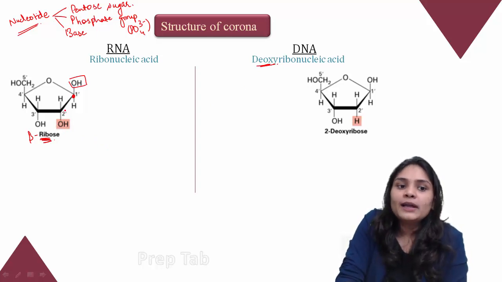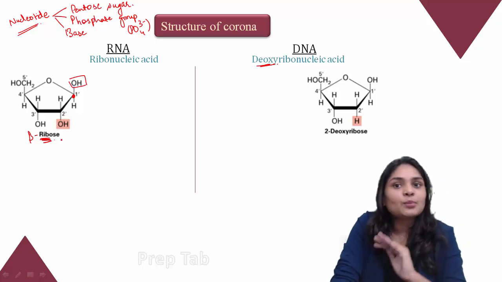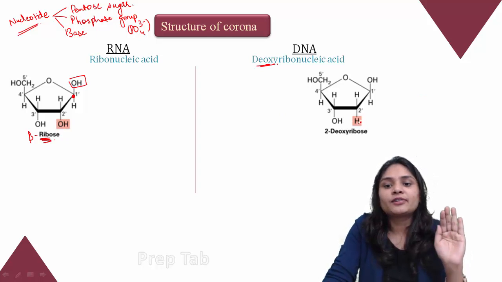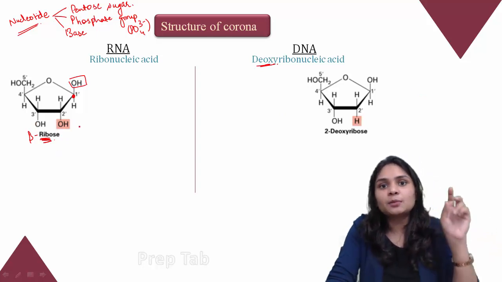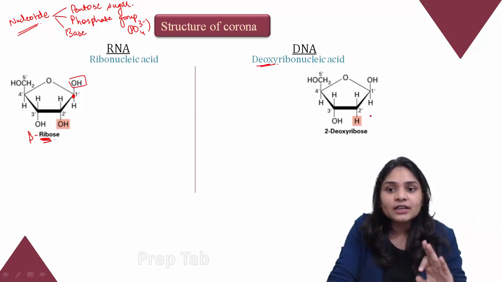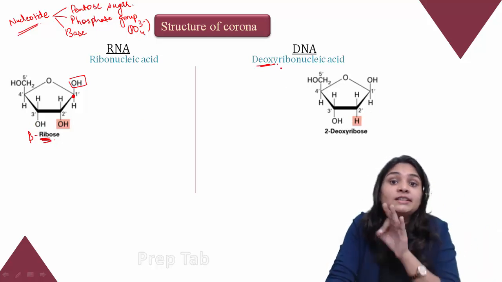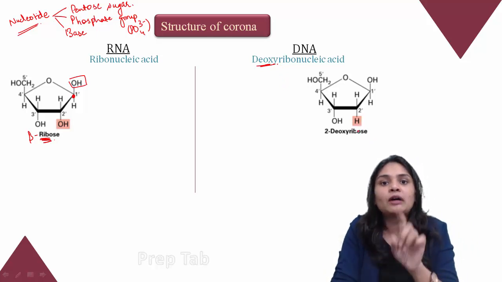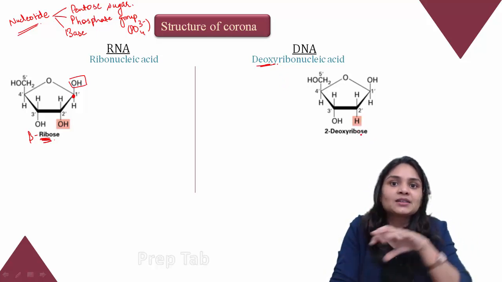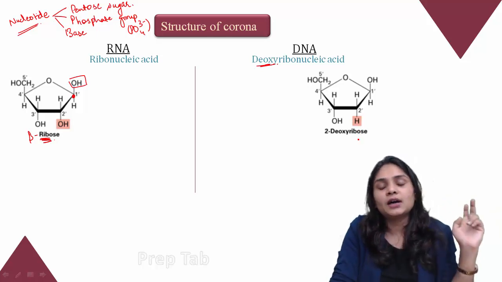OH from the 2' carbon is removed and only H is left. OH हटा के कहाँ से हटाया है? From the 2' carbon, and what is left? H is left, so it becomes deoxy. First thing: in DNA you have 1 OH less compared to that in RNA.